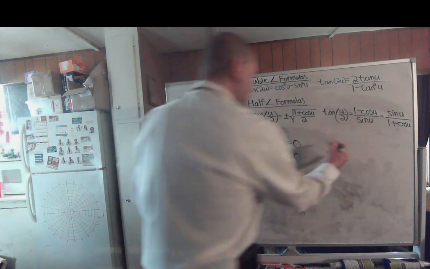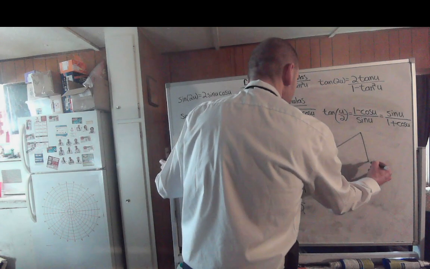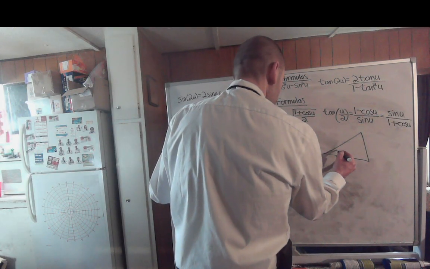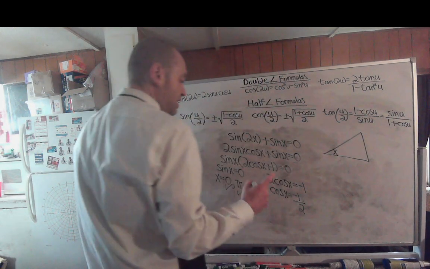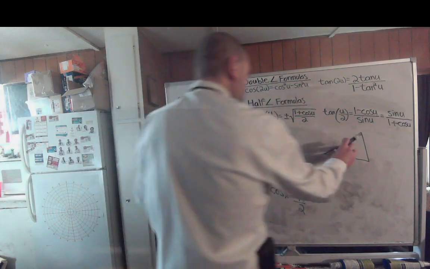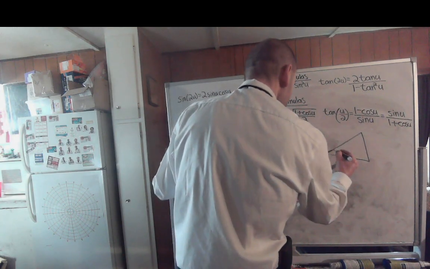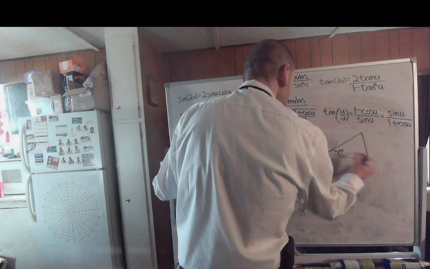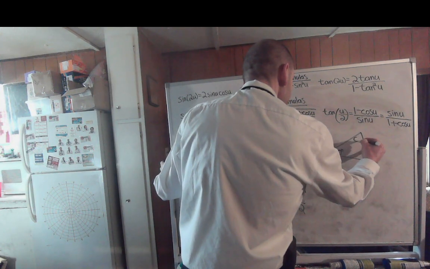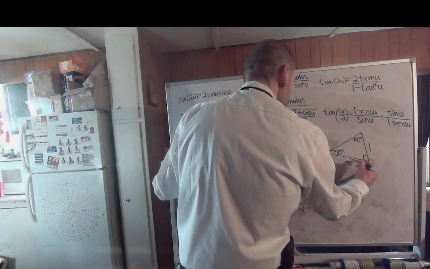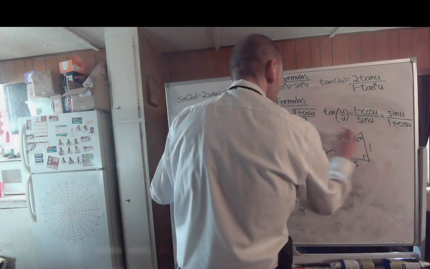Well, let's set up a 30, 60, 90 right triangle. That's where you could get cosine values of 1/2. So let's set up the 30. Here's 30. Here's 60. There's the 90. Okay, so 1, square root of 3, and 2. All right.